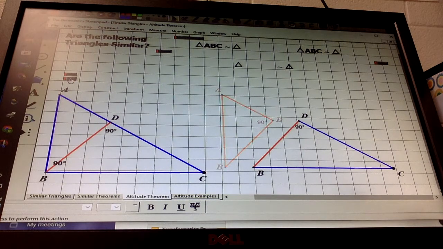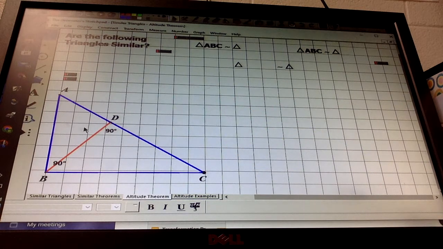So if I look at this big picture, you can see this big triangle ABC and this red line, which is called an altitude. This is a big right angle right here, so the big triangle is a right triangle. And this red line is an altitude to the hypotenuse, because the side opposite the 90 is called the hypotenuse. So this is an altitude to the hypotenuse, because an altitude gives you your 90 degrees.